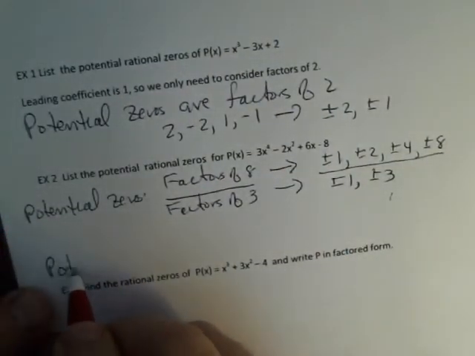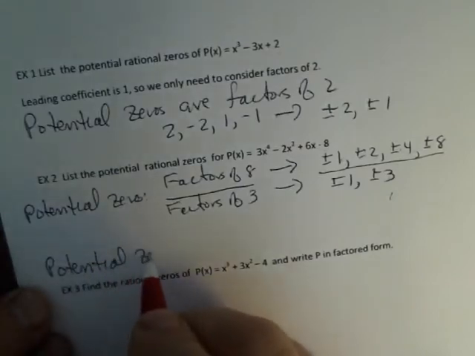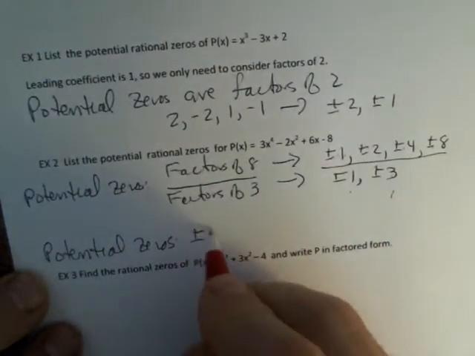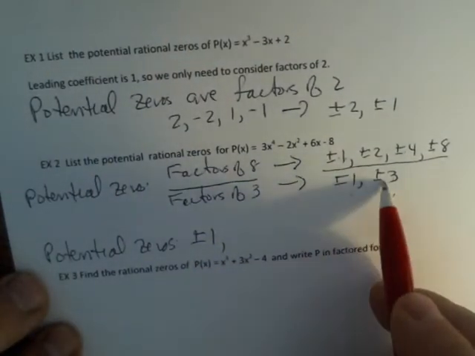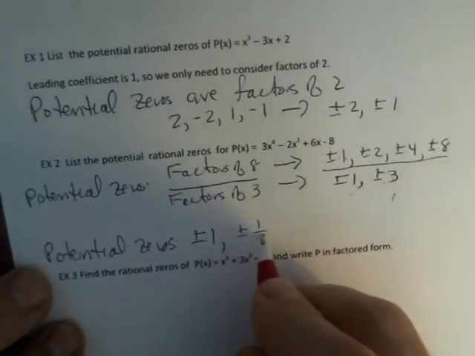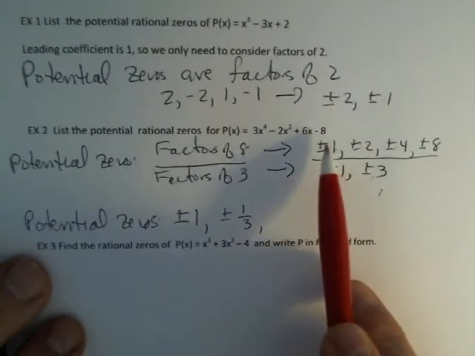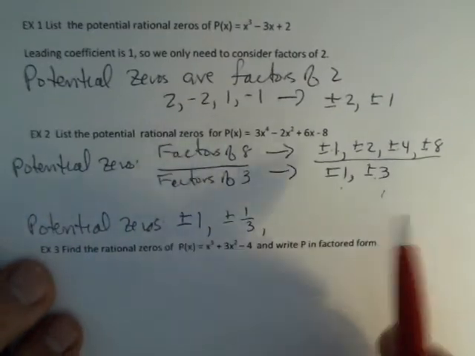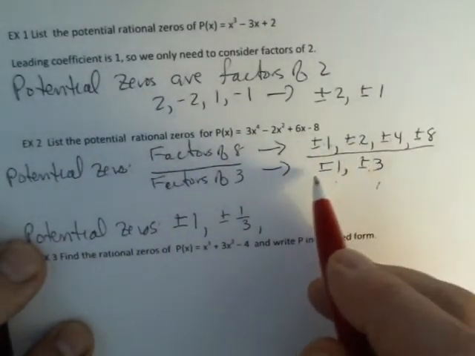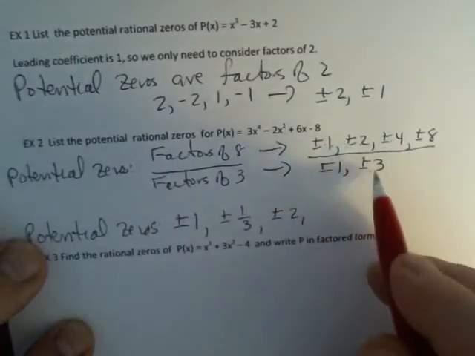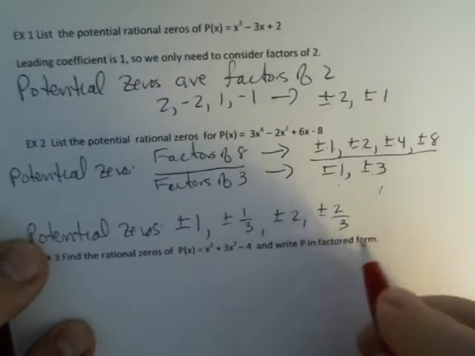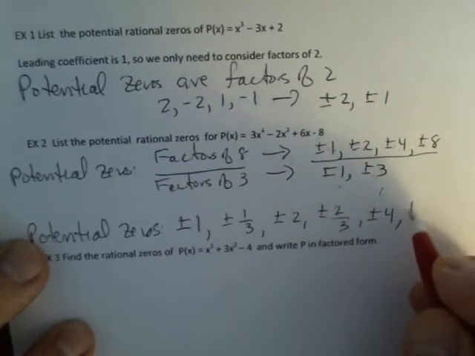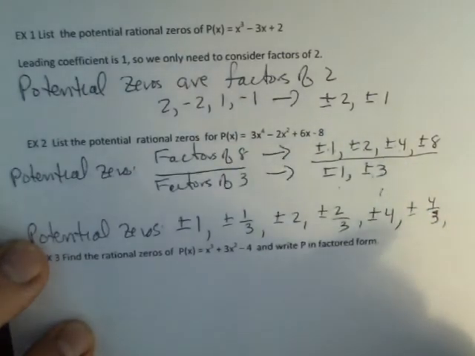So my potential zeros are going to be 1 over 1, which is just 1. Then 1 over 3 is just plus or minus 1/3. So you don't need to list all these things like plus minus 1 over plus minus 3 because the plus minus are kind of interchangeable. Then I go with the 2. 2 over 1 is 2. 2 over 3 is 2/3. 4 over 1 is 4. 4 over 3 is 4/3.